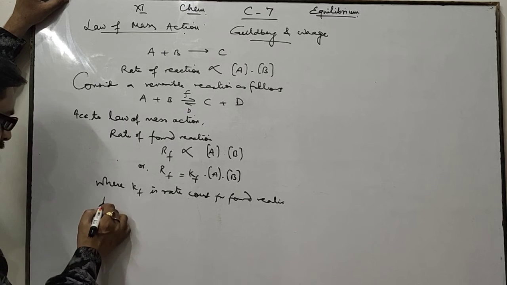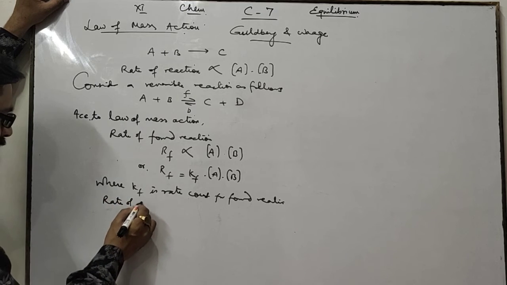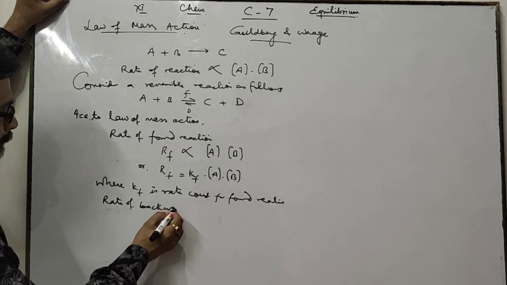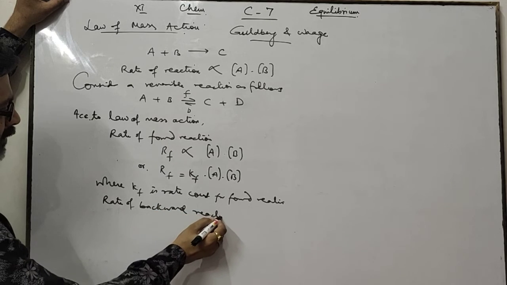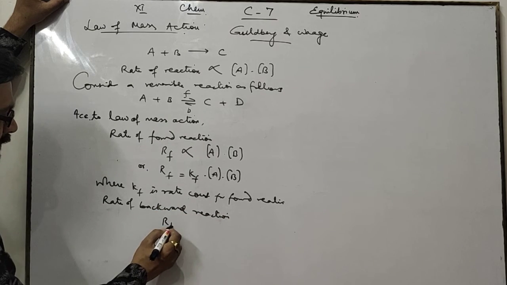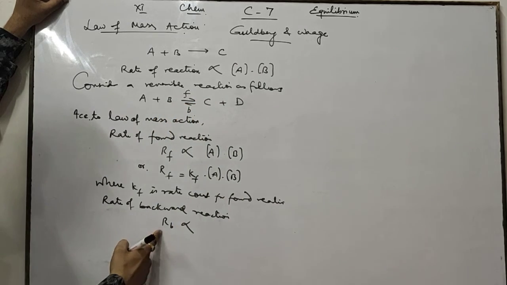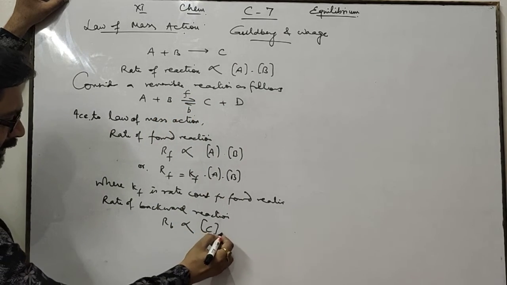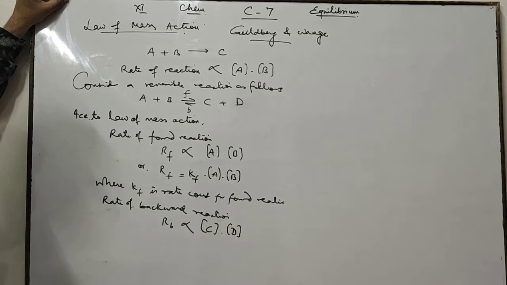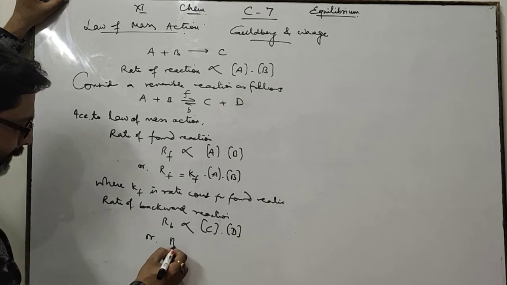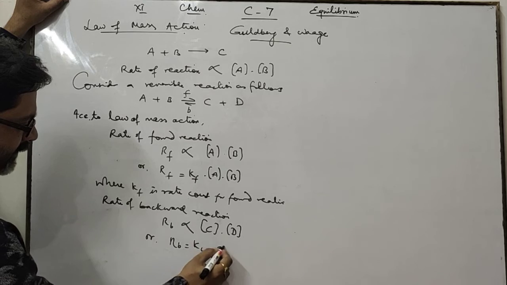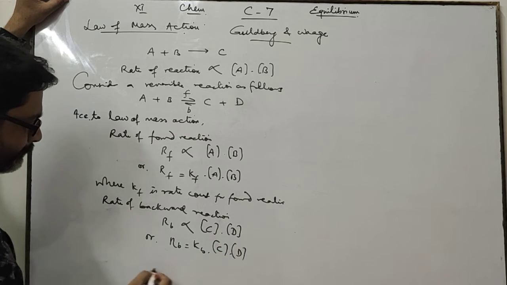Like this, the rate of backward reaction, means RB. In the backward reaction, the reactants are C and D, means RB is proportional to the active mass of C into the active mass of D, or RB equals Kb into C into D.